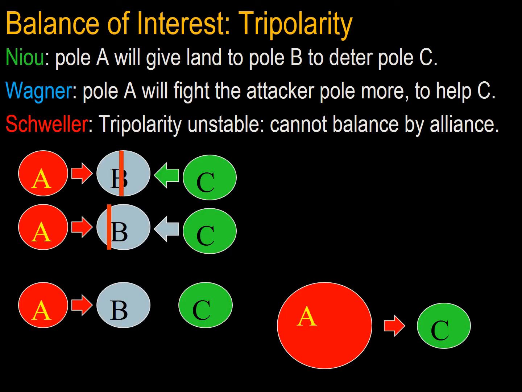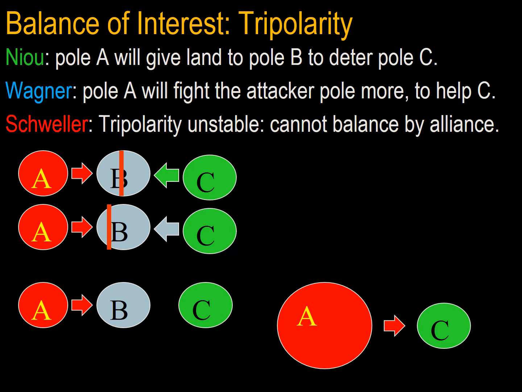Now, those that argue that tripolarity is stable, that contradict Schweller, are as follows. There's Niou. Niou argues that middle state A will give land or surrender some territory to state B to deter state C. And you can see that depicted in the top graphic. Wagner argues that middle state B will fight more to stop attacker state B than state C. So that's not middle state A, but rather middle state B. So middle state B will fight disproportionately one side more than another.